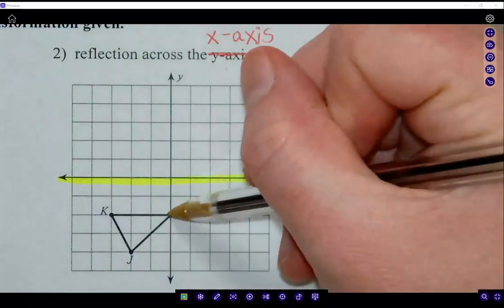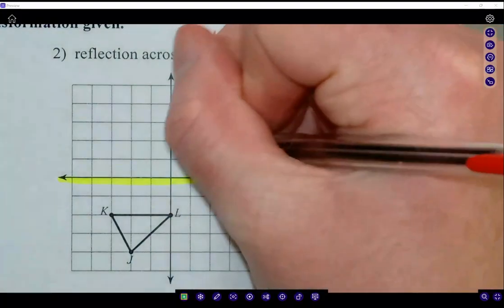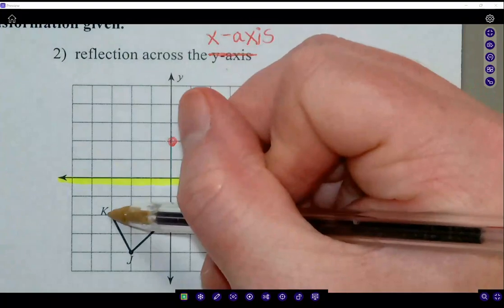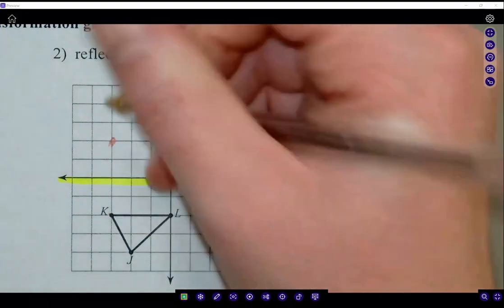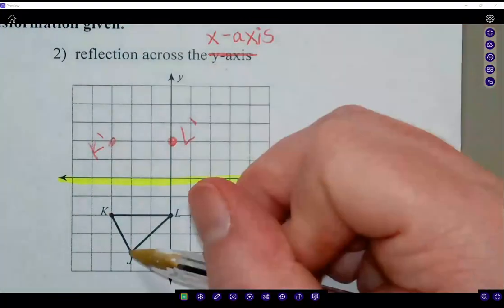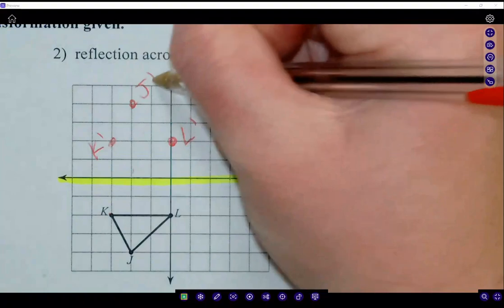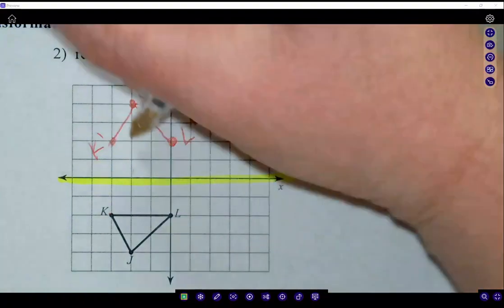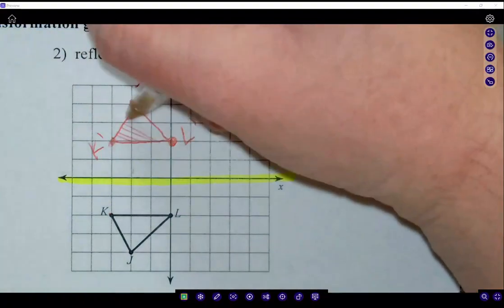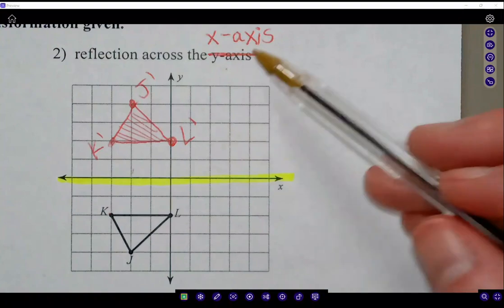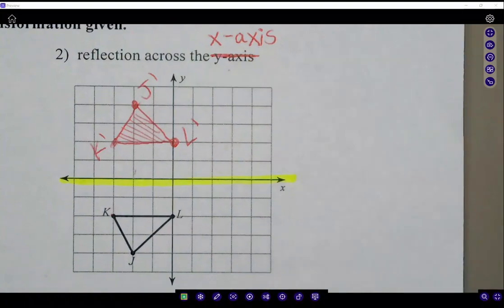So I see L is 2 units below, so L prime would be 2 units above. I see K is 2 units below, so K prime is going to be 2 units above. And I see that J is 4 units below, so J prime is going to be 4 units above. Connect the dots, and we are finished. Okay, now I did change the instructions on this mainly just for the video purposes.